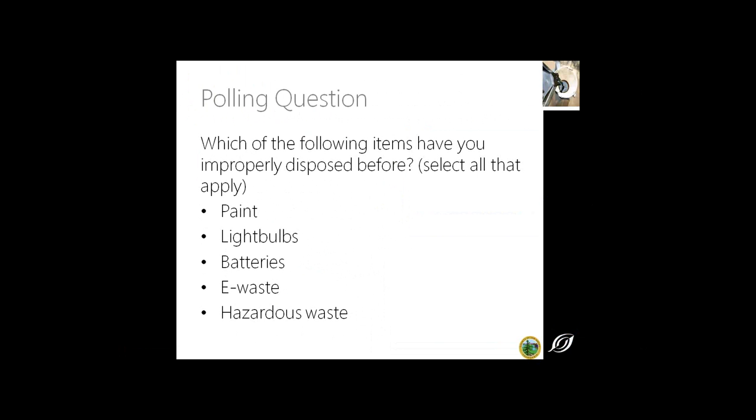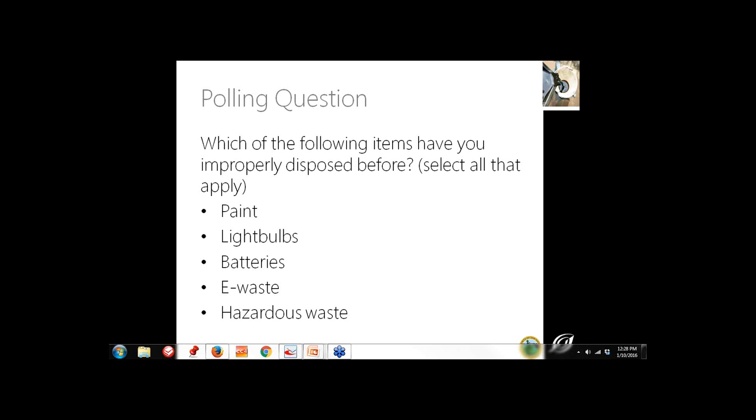So I'm going to ask everybody to be really honest, and don't worry, nobody will judge you, but because of a lack of understanding of how to properly dispose of materials, what are some of the items that you have probably improperly disposed of before? So I'm going to go ahead and launch this. Paint, light bulbs, batteries, electronic waste, hazardous waste. I think you can mark multiple on this one, as far as what materials you've thrown into the trash or the recycle bin that probably didn't belong there.